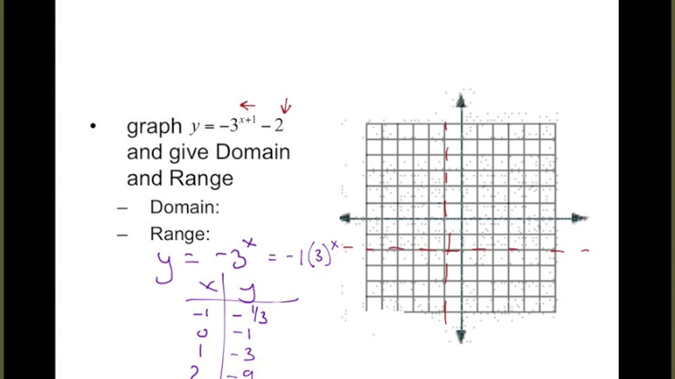Plot those from the shifted lines. So from where the red lines meet, back 1, down 1/3. Over 0, down 1, over 1, down 3, and that's all I can really fit. Start the graph at the shifted line for the asymptote, not at the original axis.